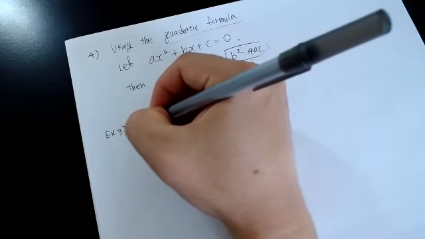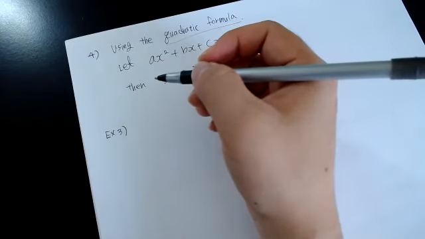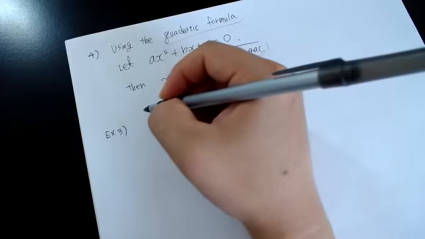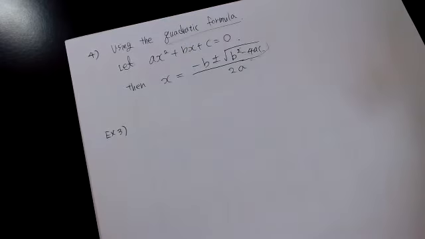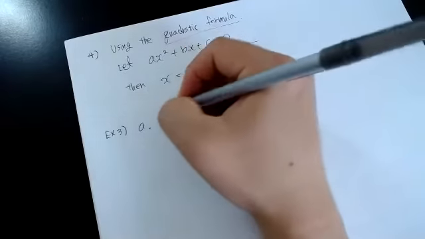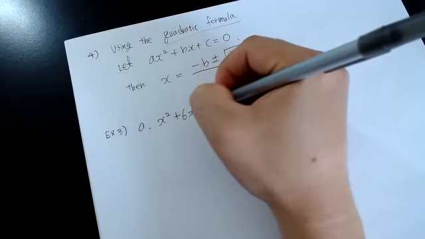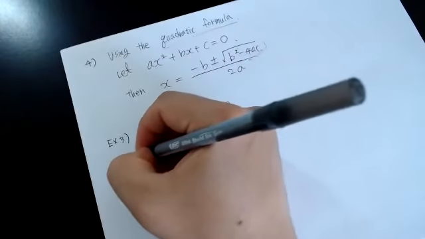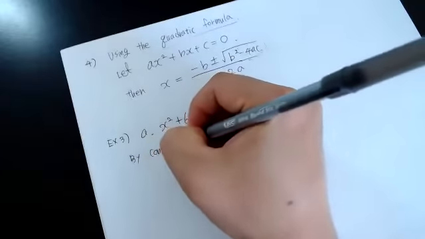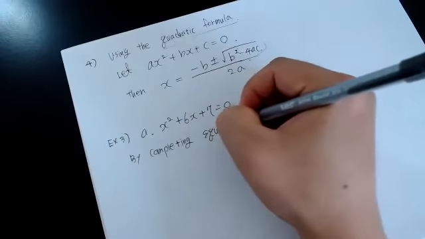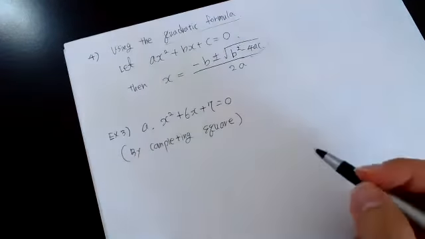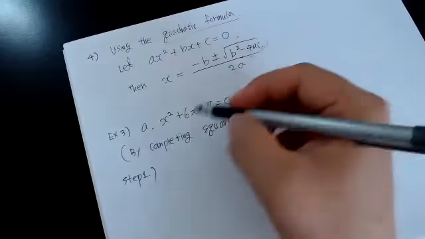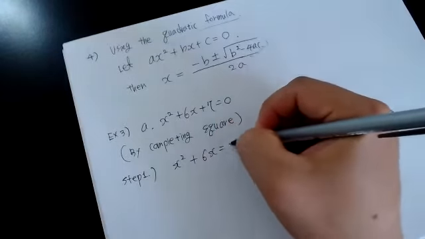Let me do A and B, starting with A: x squared plus 6x plus 7 equals 0. First, by completing the square. Step 1: we subtract 7, so x squared plus 6x is equal to negative 7.